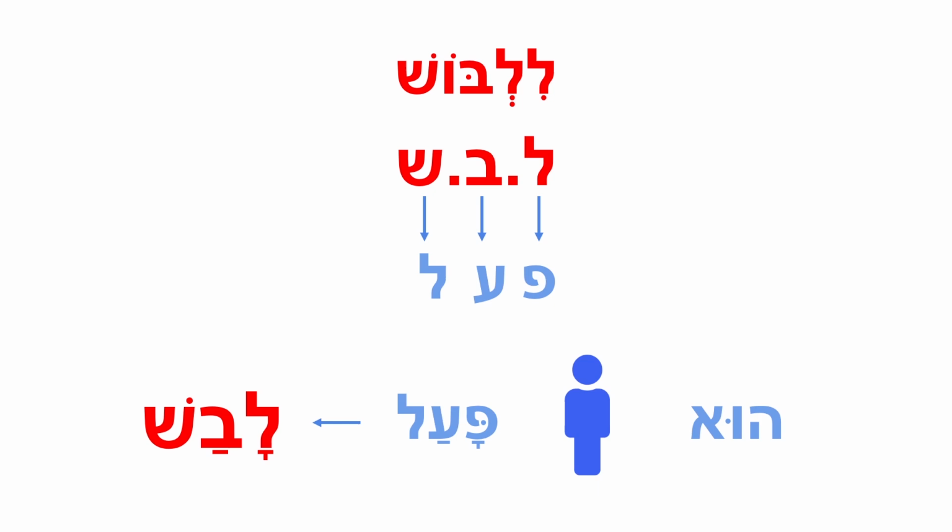You might notice that the dagesh dropped from lilbosh, from the bet. This is usually typical for pa'al verbs. When we have a dagesh on the second root letter, it will drop from lilbosh, it will become lavash. So hu pa'al, hu lavash. It follows the sound of the binyan.